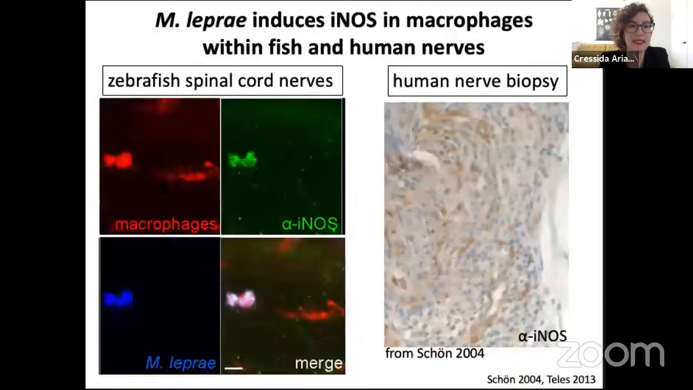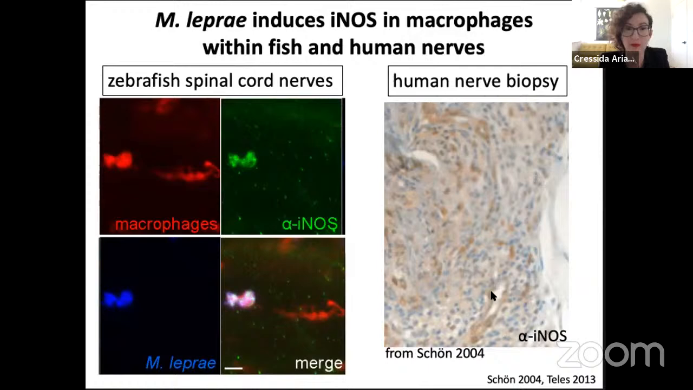So here you can see in the spinal cord in these myelinated tracts of axons in zebrafish, a couple macrophages. This one here is infected, this one is not. You can see that it's only the infected macrophages that cause this upregulation of iNOS in neurological tissue. And in fact, this is not a new finding. This has been published before in human nerve biopsies. In fact, this is the same antibody that I used in the fish. Many of the cells present in this leprosy patient nerve biopsy are expressing a high level of iNOS, suggesting that this finding we had in zebrafish probably occurs in humans too.